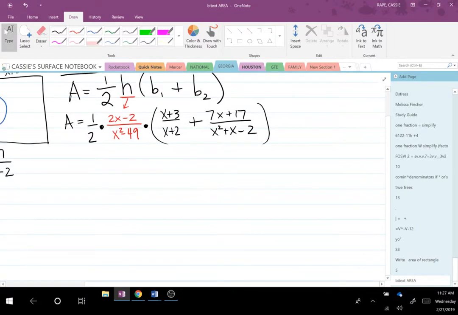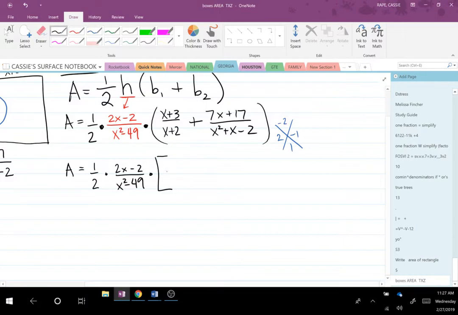When you're doing addition, subtraction, you've got to find common denominators. So 1/2 times 2x minus 2 over x squared minus 49, I'm just bringing it down, times, I'm going to focus in here. Remember, the common denominator is the important thing, so I need to factor this so that I can see what factors they share and what's different. So what are the factors of -2 that add up to 1? I'm getting a 2 and a -1, because multiplied, that gives me -2, added, it gives me 1.